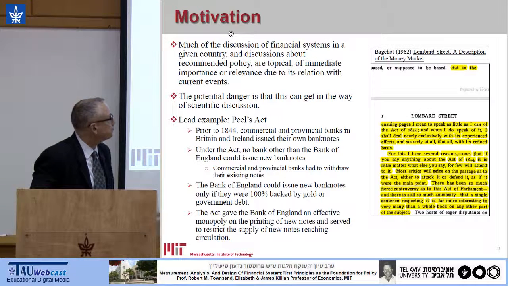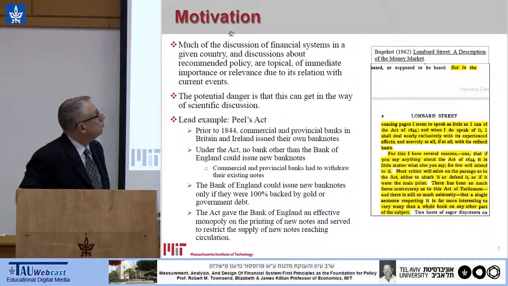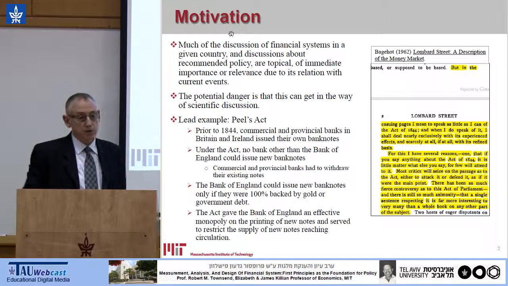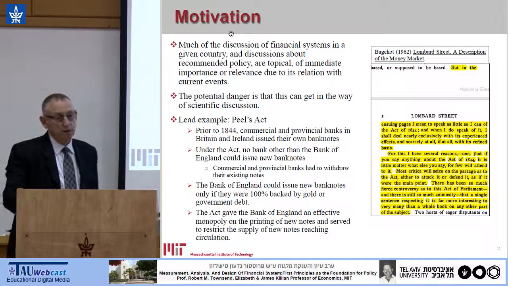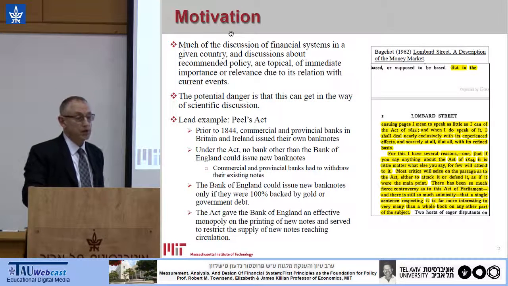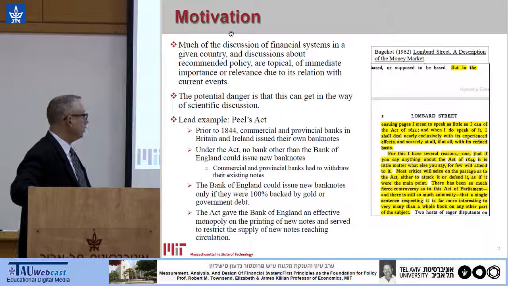So let me show you something I found in Bagehot, who wrote a famous book called Lombard Street about the money market in England. The context of this was something called Peel's Act, which was some time ago, but the essence of it is the creation of the central bank, essentially, giving them a monopoly on the issue of currency, outlawing all privately issued notes, or at least they had to be 100% backed by gold.